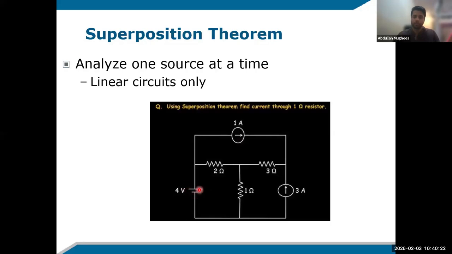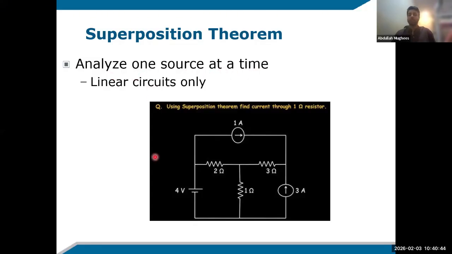This is shown by this circuit here. We have one power source here, which is the voltage source. And then we have this current source and then this other current source. So we have three sources and we have three loads. What the superposition theorem says is that you can analyze one source at a time.